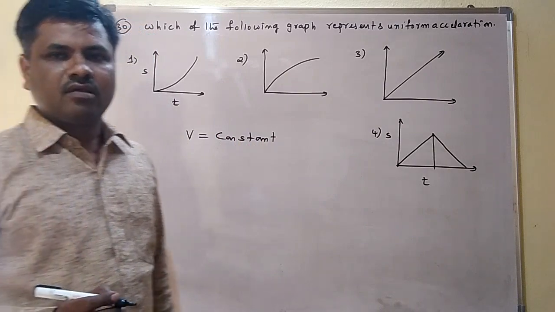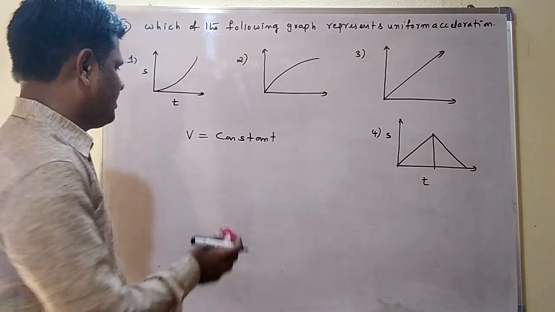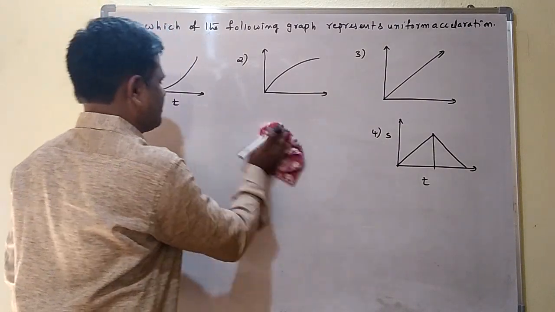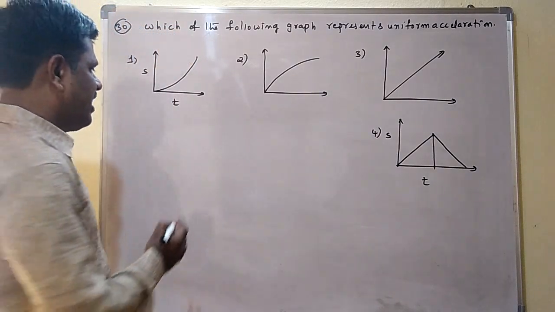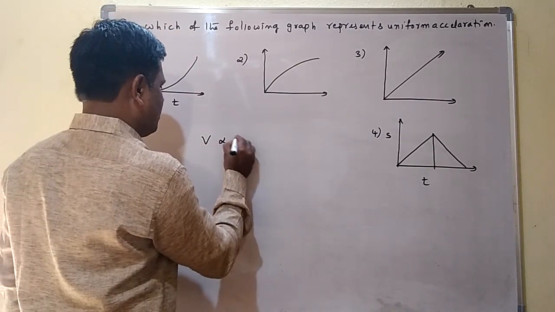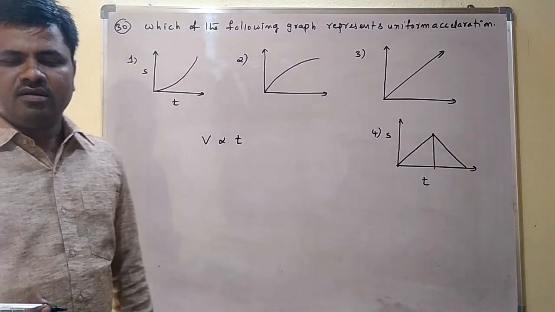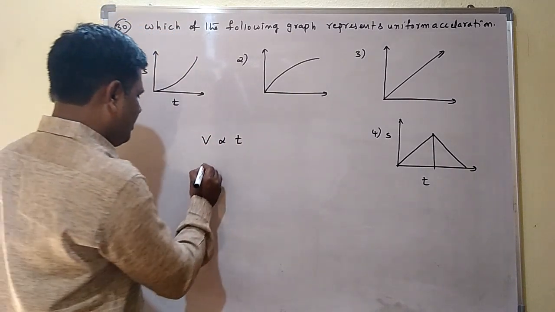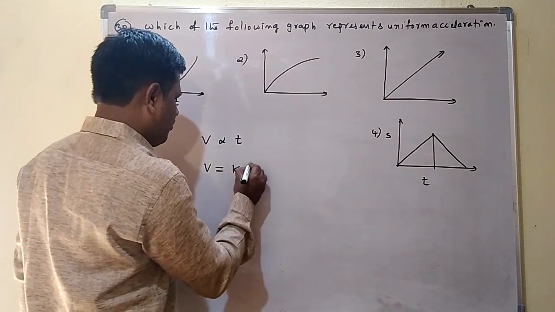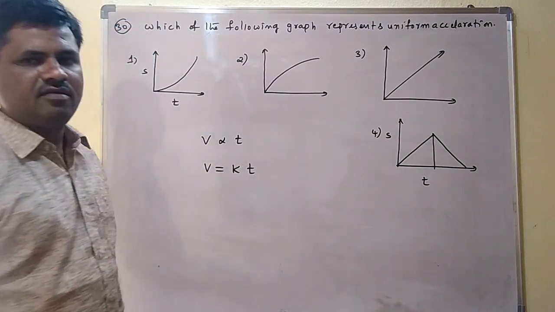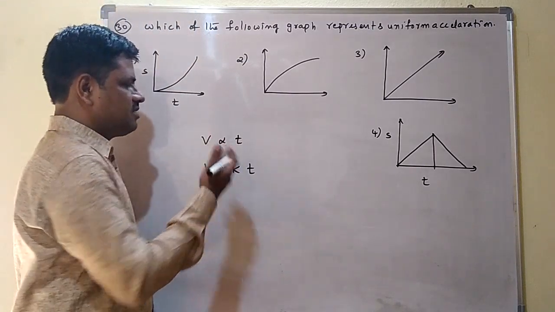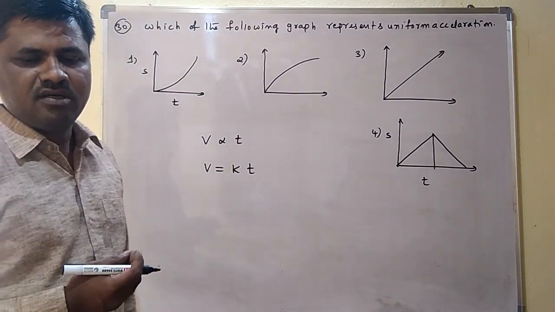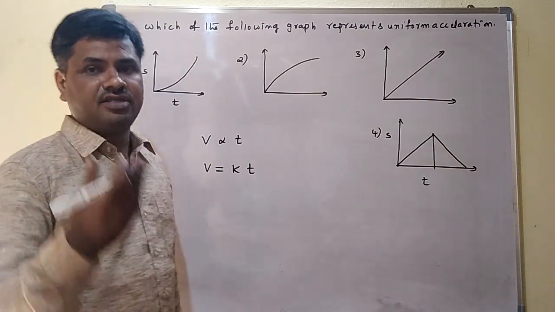Generally we can write like this. Here velocity changes with the time. Velocity changes with the time means v is directly proportional to t. Right? V is directly proportional to t means, when removing the proportionality, we can write as a constant. V is equal to k into t. Why time dependence means the time changes, velocity also changes. That is called a uniform acceleration.